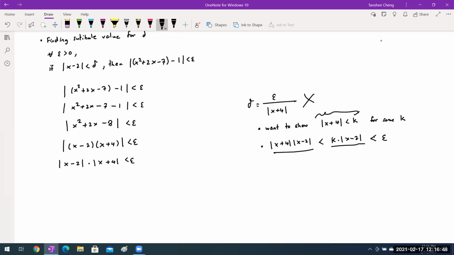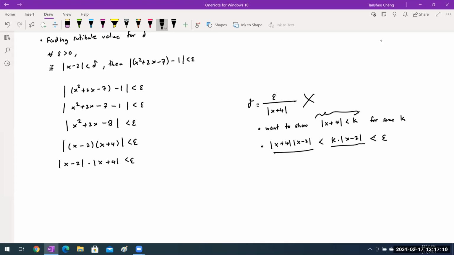And at the same time, the product will be less than epsilon. So therefore, we will be able to find a constant value for delta when we divide by k on both sides. In order to do that, we need to make assumptions, right? The assumption part is this right here.